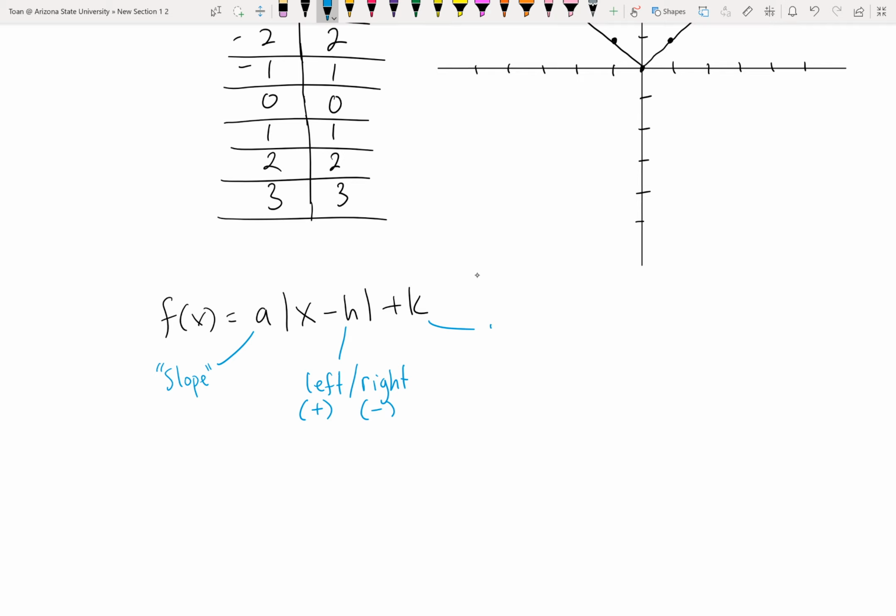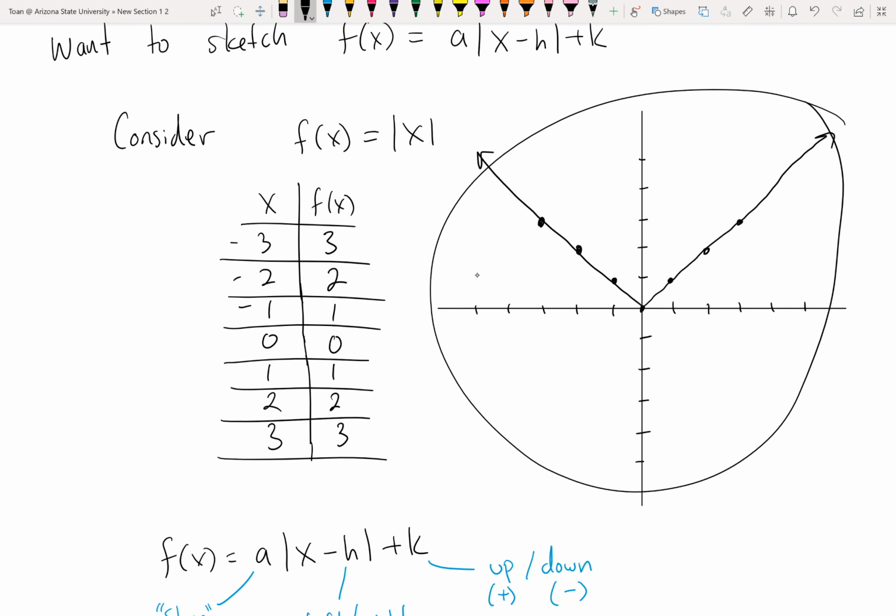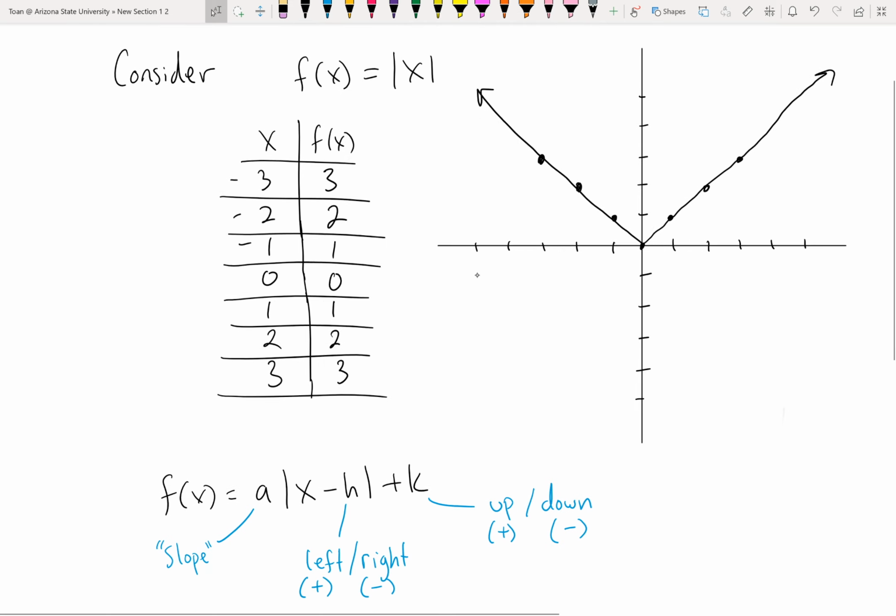And lastly, this K here tells you to go up or down. See how it's a plus K? That means it happens as we expect. If this K is positive, we're going to go up. If this K is negative, we're going to go down. So that's basically it. If you can read an equation and figure out up, down, left, right, you can graph any absolute value equation, provided you know that your answer should always be a V shape.